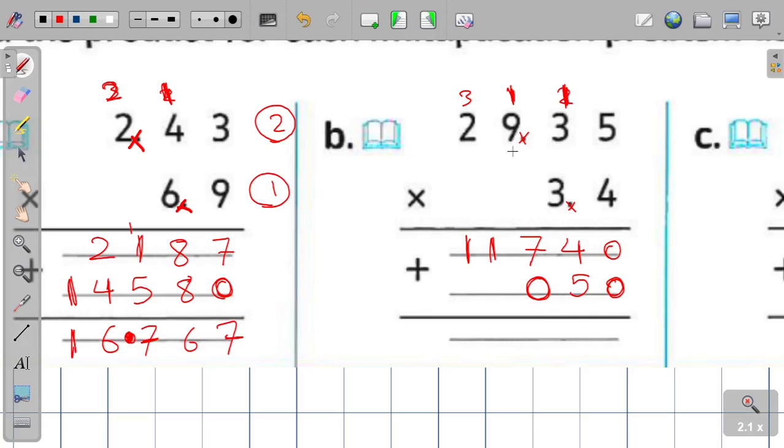3 by 9 equals 27. 27 plus 1 equals 28. So I will write 8 and carry up 2. 3 by 2 equals 6. 6 plus 2 equals 8. After that, I will add them together. So I have 0 plus 0 equals 0. 4 plus 5 equals 9. 7 plus 0 equals 7. 8 plus 1 equals 9. And 8 plus 1 equals 9.